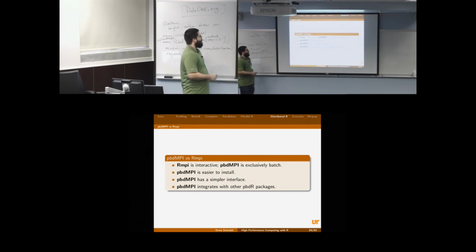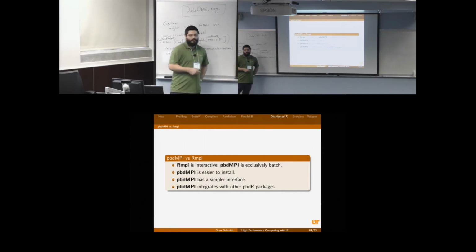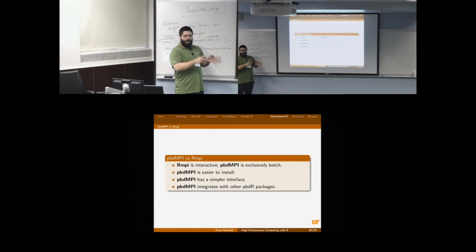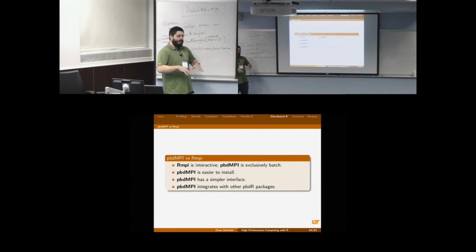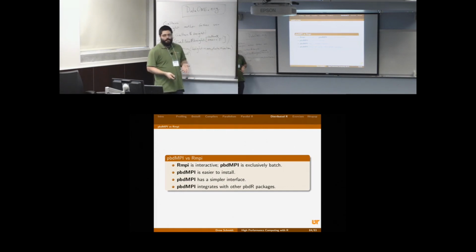Super quick PBD MPI versus RMPI. RMPI is interactive. PBD MPI is exclusively batch, meaning if you've used Rscript, we run it with mpirun -np whatever Rscript and then a script, and then it runs and it's done, and you look at what it prints out. So coming from R, maybe that sounds really unfortunate, and we are wanting to move in the direction of having a proper client server for interactivity.